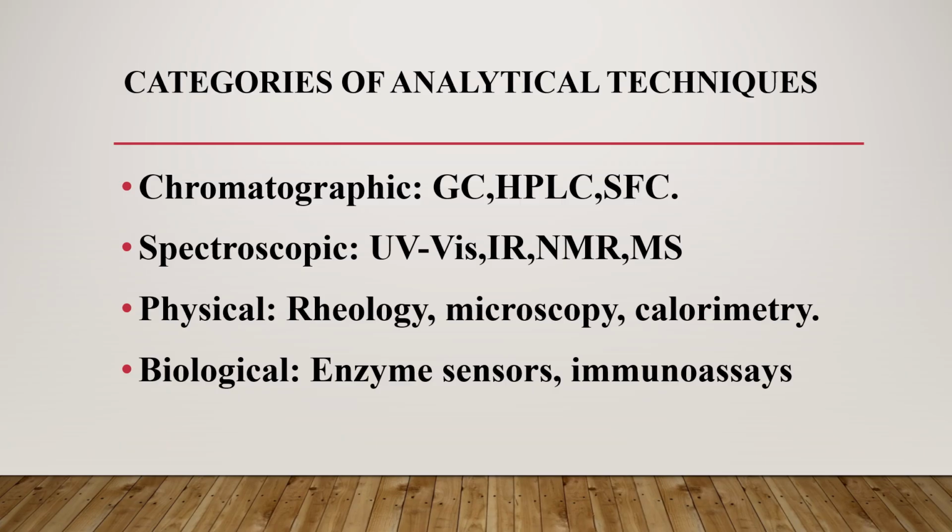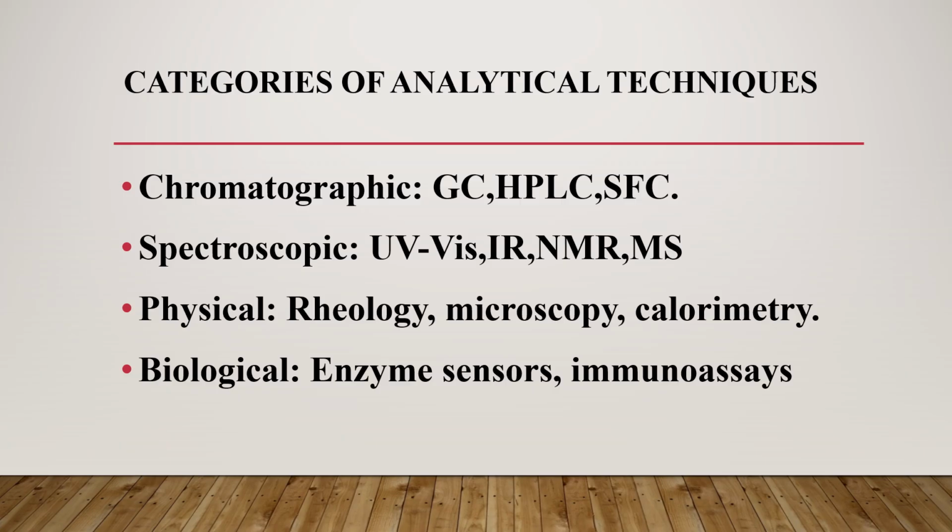Chromatographic methods separate compounds. Gas chromatography is great for volatile substances. HPLC handles non-volatile ones. Supercritical fluid chromatography, SFC, excels with lipids. Spectroscopic methods identify compounds based on how they interact with light. UV-VIS measures absorption. IR detects molecular vibration. NMR reveals molecular structure, and MS identifies compounds by mass.